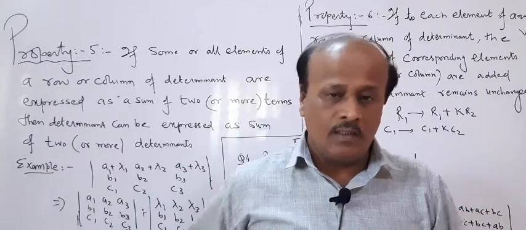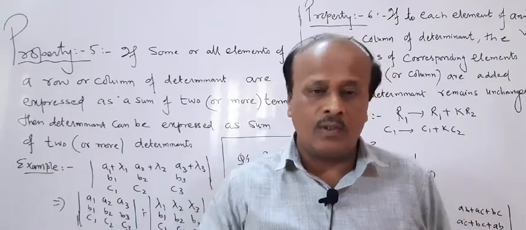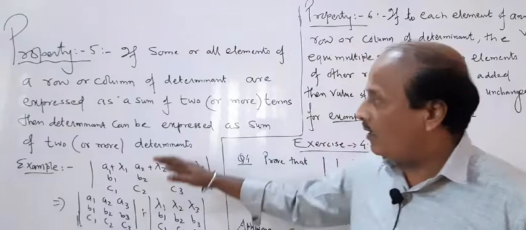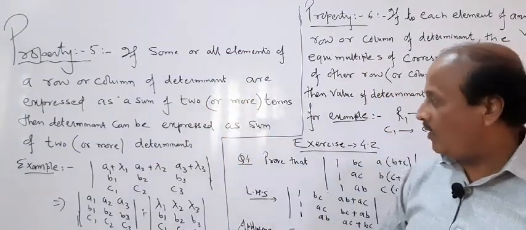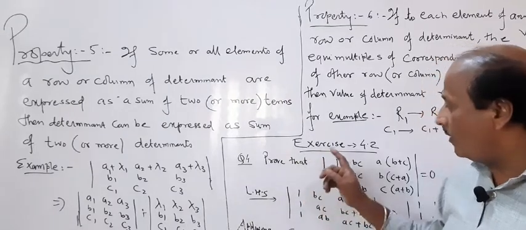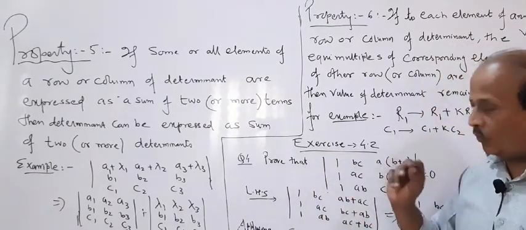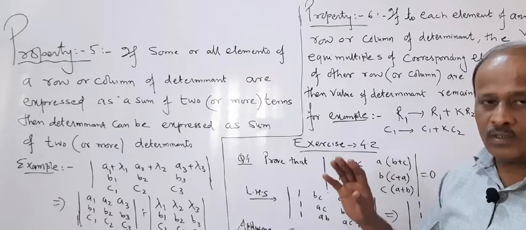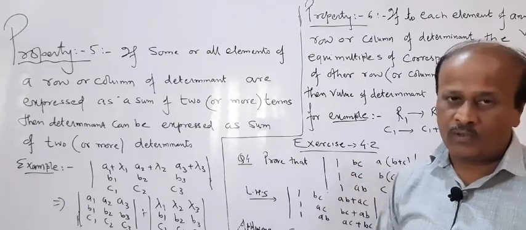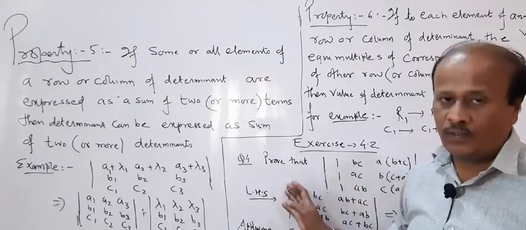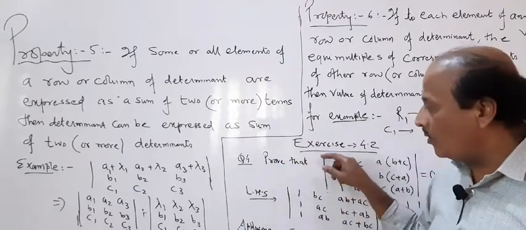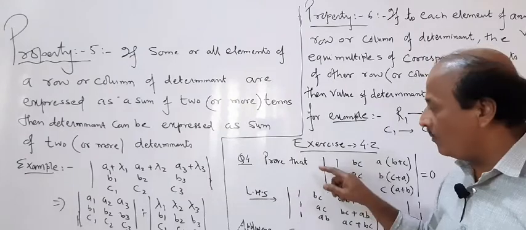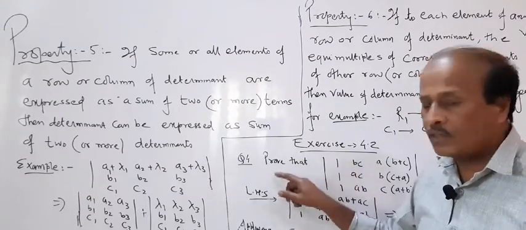The proof is already given in your book, you can go through it, but the theoretical proofs are avoided in an exam. Now I have chosen one question from exercise 4.2. There are many questions. Gradually, in coming sessions, I am going to solve many questions because this exercise is very important. Now, question number 4, I am going to solve as a 1 mark question.